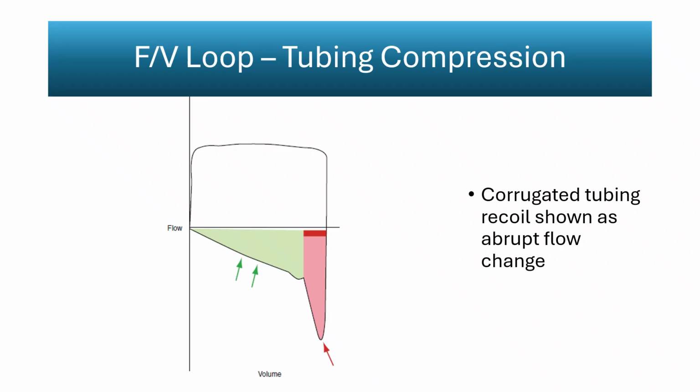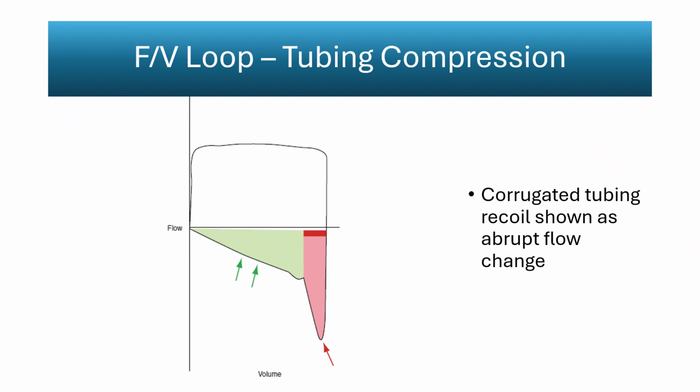During inspiration, some of the delivered gas compresses the flexible ventilator tubing. When the ventilator cycles into expiration and airway pressure rapidly falls, the tubing recoils and releases this stored gas all at once. This extra burst of flow briefly adds to the infant's exhaled volume and creates a sudden spike or step change on the expiratory limb of the loop.